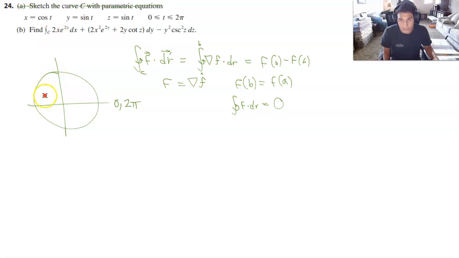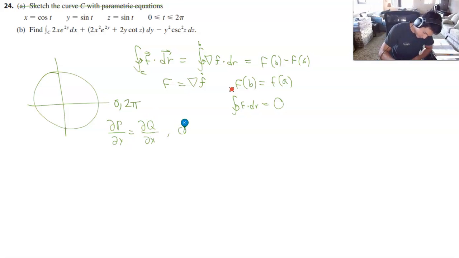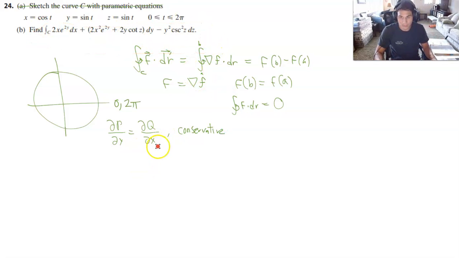Now, there's another way to find out that this is equal to 0. It's mainly just a different way to find that the field is conservative. So usually what we do, what you did before, is you go dP/dy is equal to dQ/dx, and then you say conservative, right? However, that doesn't look very nice for 3 dimensions, right? But what you can do is you can take the curl of f. And if the curl of f is equal to 0, then it's also conservative.